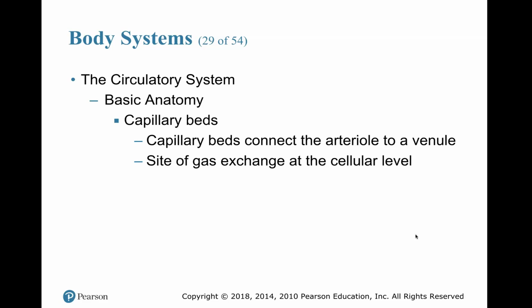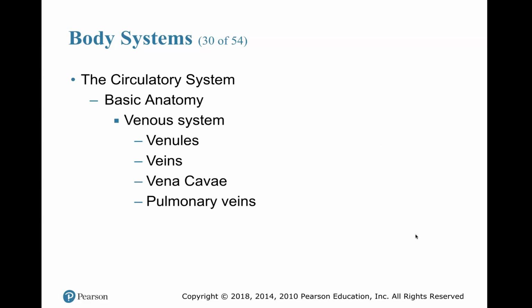Okay, capillary beds connect the arterial to a venule. So basically you have arteries and you have arterioles, which are a little bit smaller, and the capillary, and you have veins and venules that are a little bit smaller. So the capillaries connect the arterioles and the venules together. And they are the site of gas exchange at the cellular level. The venous system consists of the venules, veins, the vena cava, and the pulmonary veins. All very important that you will have to know.